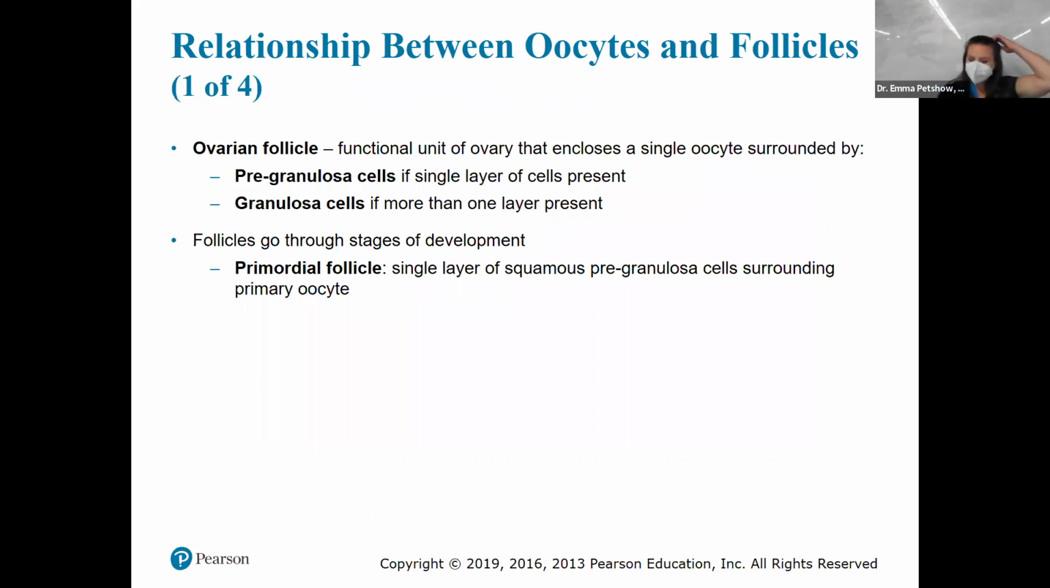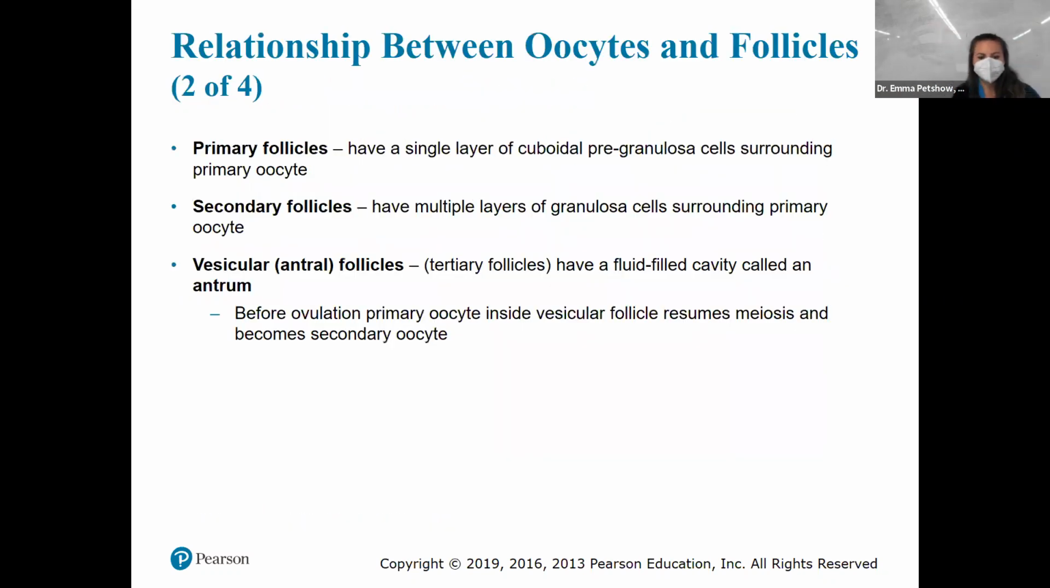So then looking at what these follicles are, once we have had our primordial follicle, a primary follicle has now a single layer of cuboidal pregranulosa cells. Secondary follicles then have multiple layers of granulosa cells. They're all still surrounding a primary oocyte arrested in prophase 1. And our tertiary or vesicular or antral, any one of those names, follicles, have this fluid-filled cavity called an antrum.